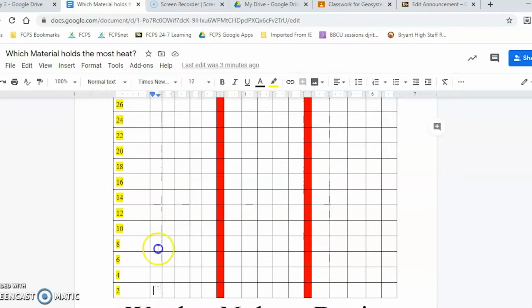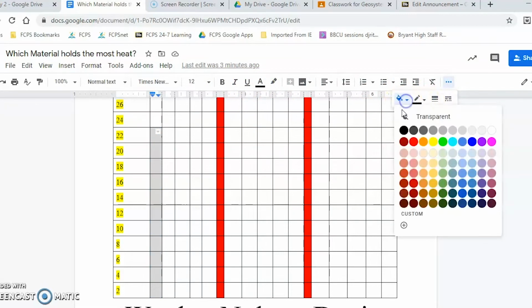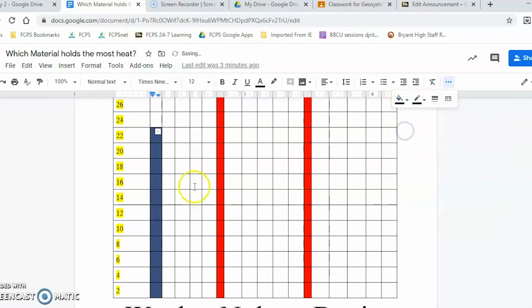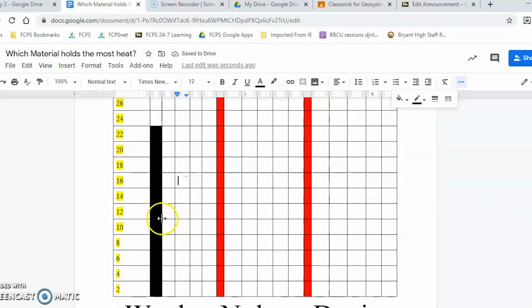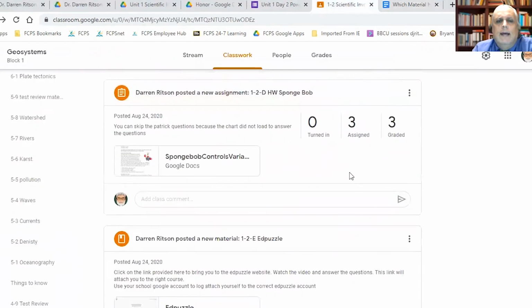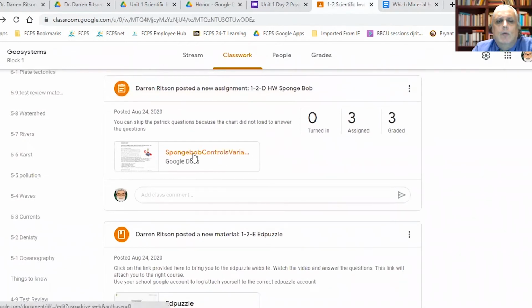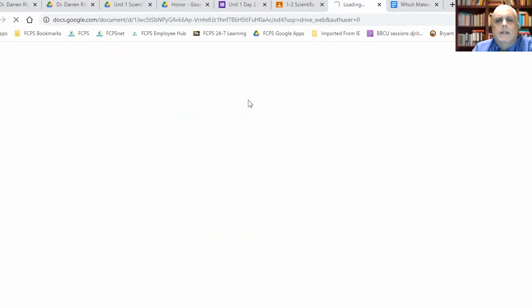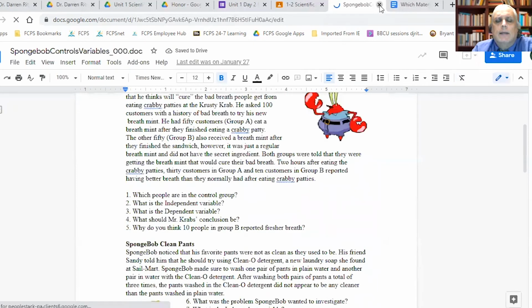To graph it, all they're going to do is just double click on it, and then they would fill it in with a color. And then they would answer some questions. After that, they have some homework to do, which is reinforcing the concepts.